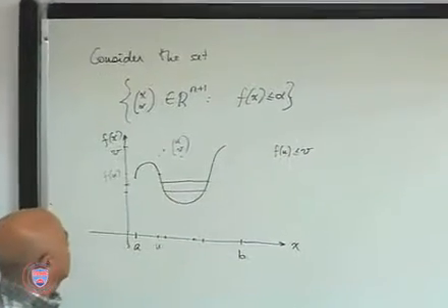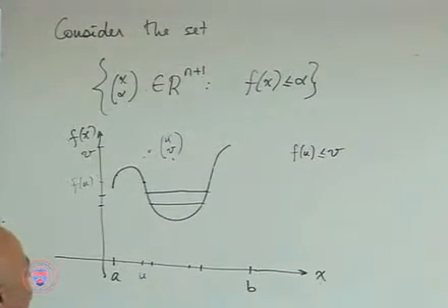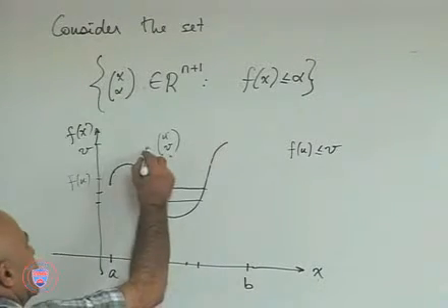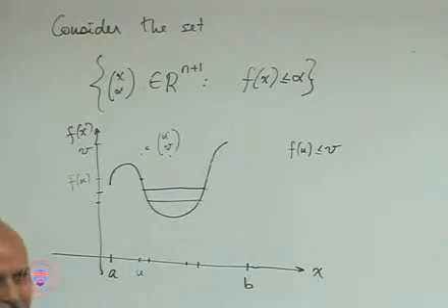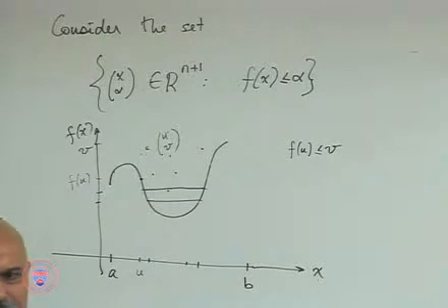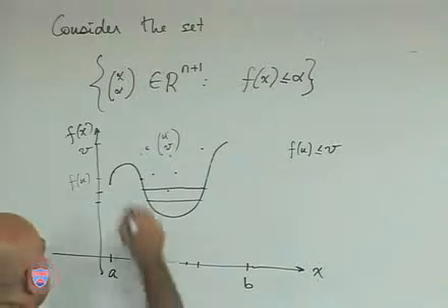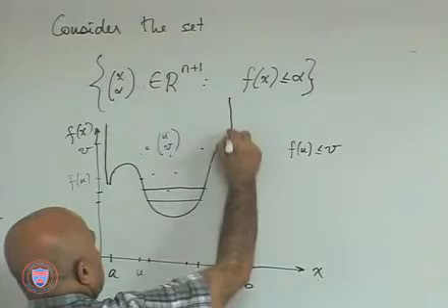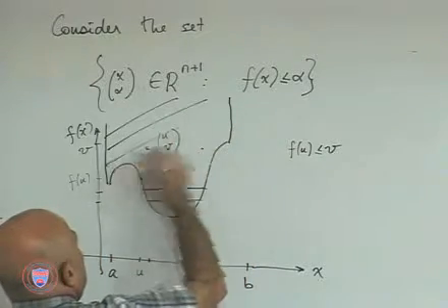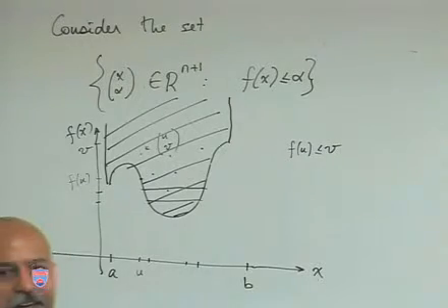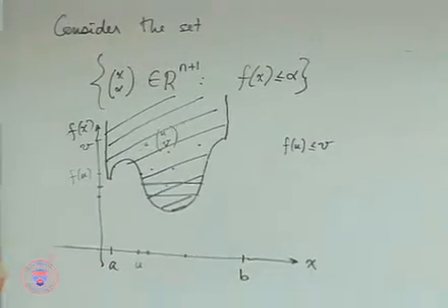The answer is yes or no? Yes, it is less than or equal to v. So that point is, in fact, in the set. Any point here will satisfy the same condition. Okay? So in this case, you're generating the set of points that are in here, on or above the graph of the function.